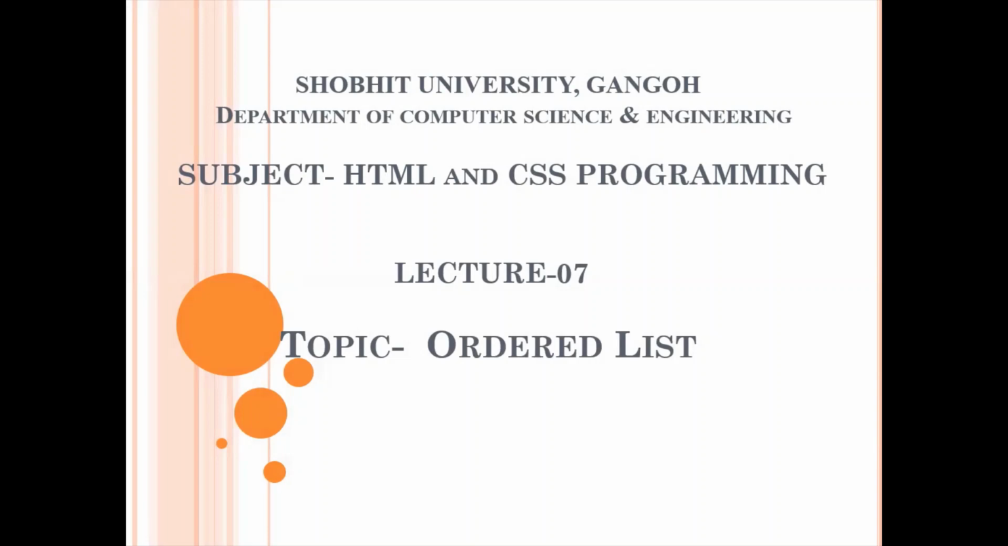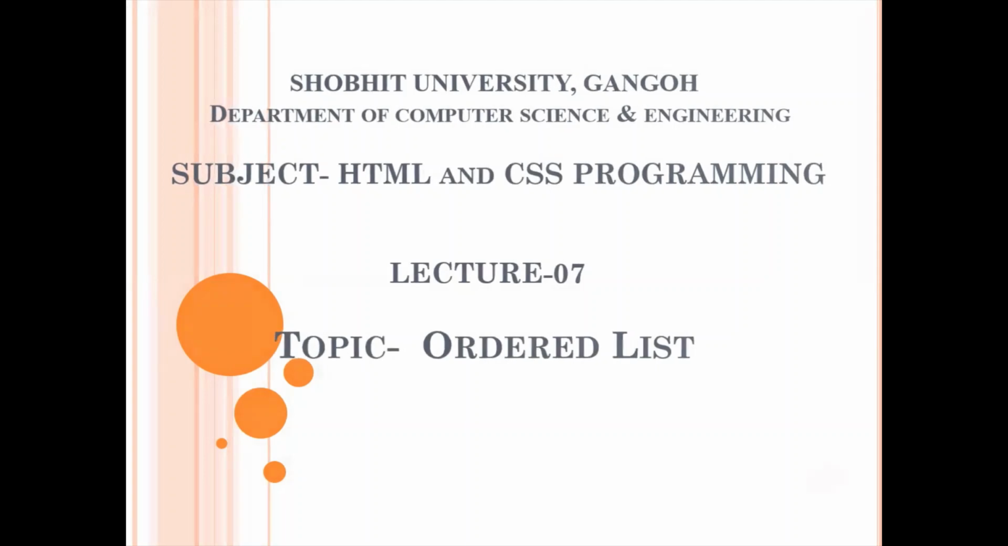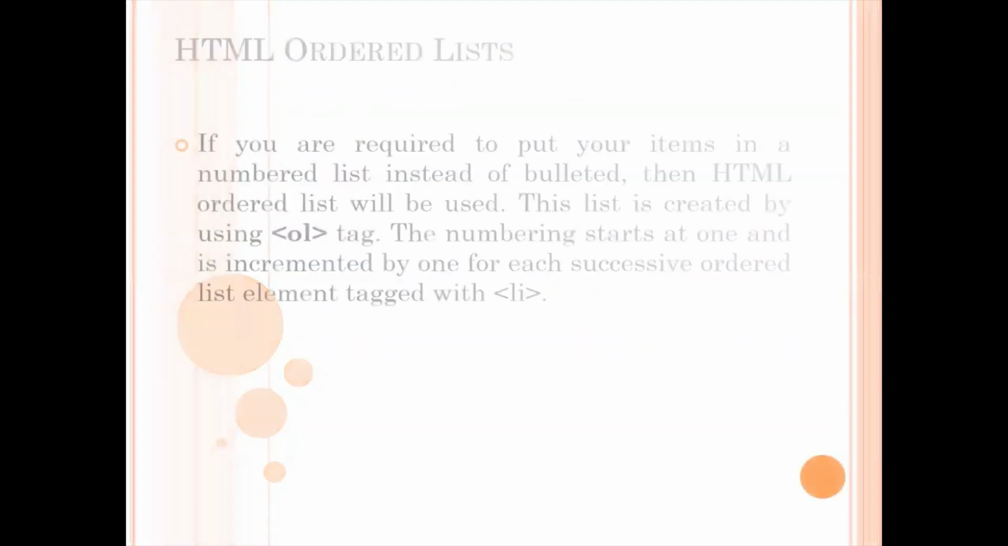As in unordered list, there is no order. We can arrange the elements one after another without any sequence. But if we need a sequence, then we will use ordered list. So let's start ordered list.